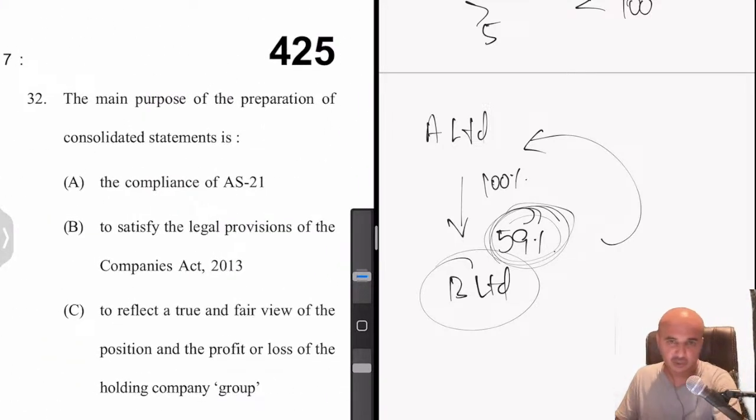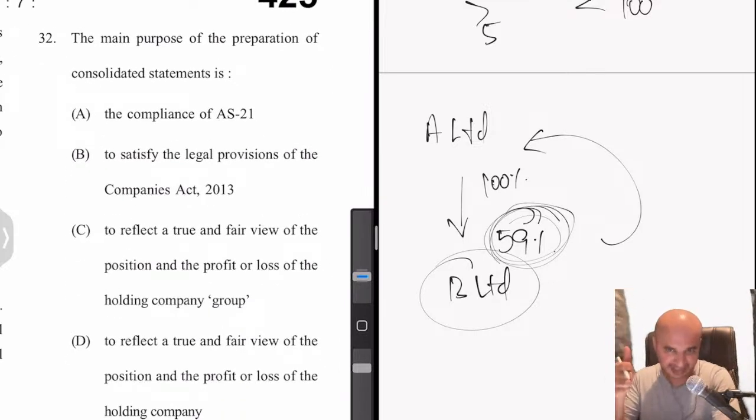Next, question number 32. Again, theoretical question. The main purpose of the preparation of consolidated statement is dash compliance of AS 21. Of course, AS 21 compliance is there. To satisfy the legal provisions of the Companies Act, that is also there. To reflect a true and fair view of the position and the profit or loss of the companies of the holding company group. This is the most ideal answer. Let's look at option D as well.